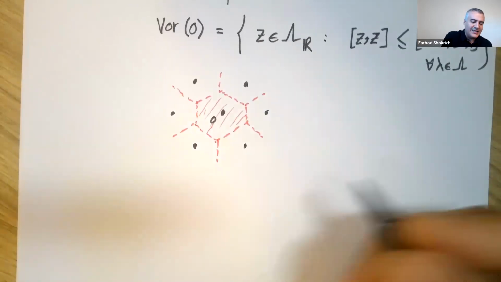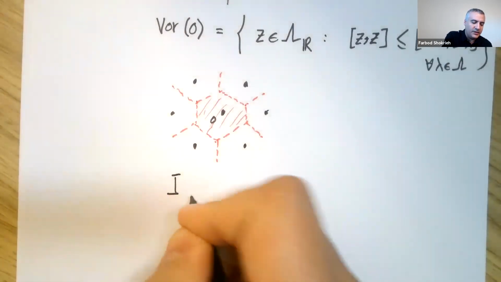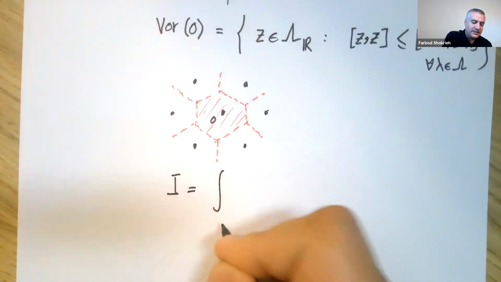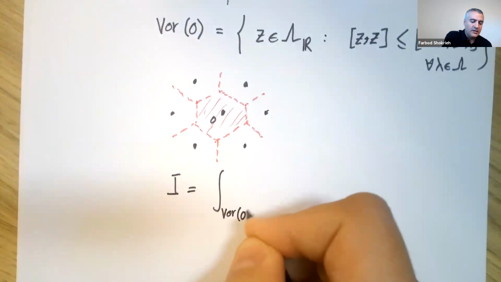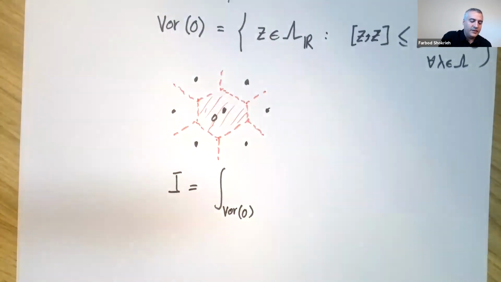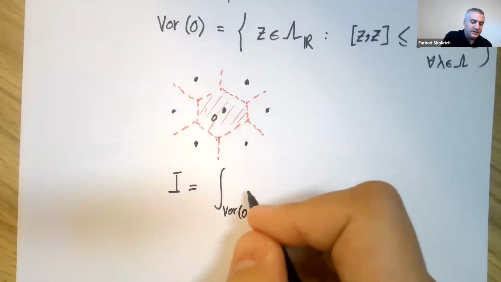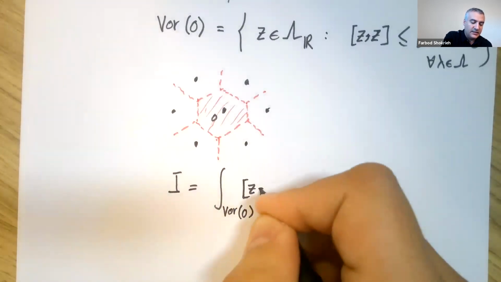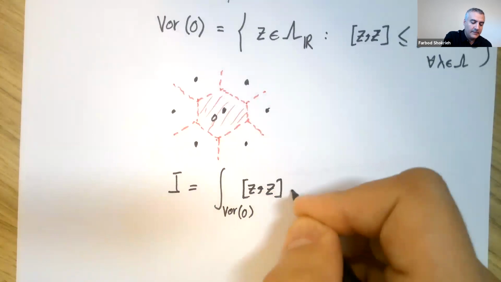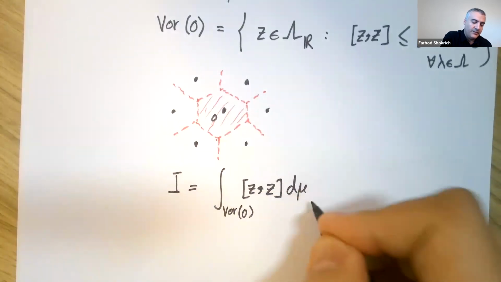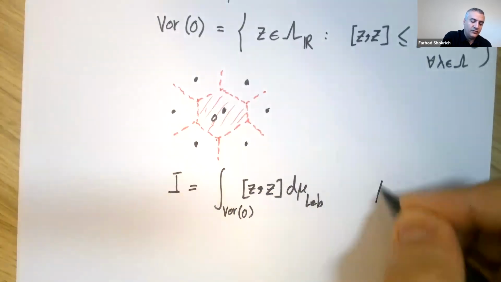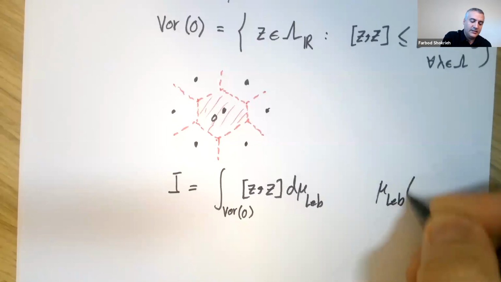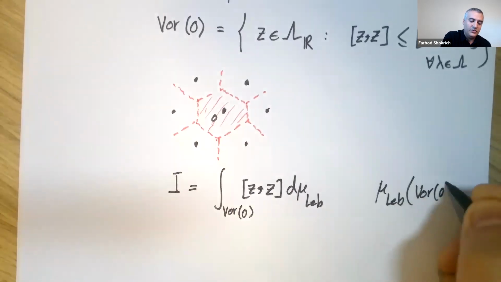Let me just rephrase my quantity I. The tropical I can be thought of as just integrating on one of these fundamental domains, one of these hexagons, let's say Vor 0, just the distance function z. And again, I'm going to normalize Lebesgue measure so that Vor 0 has measure 1.